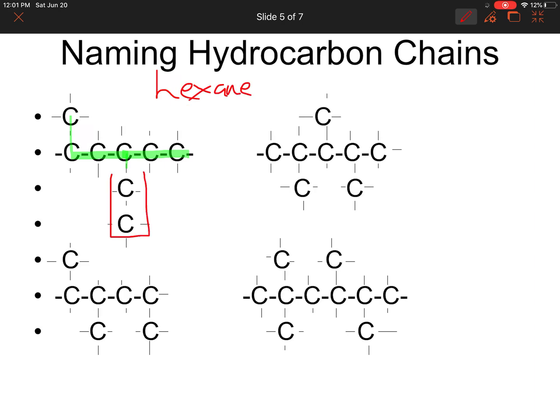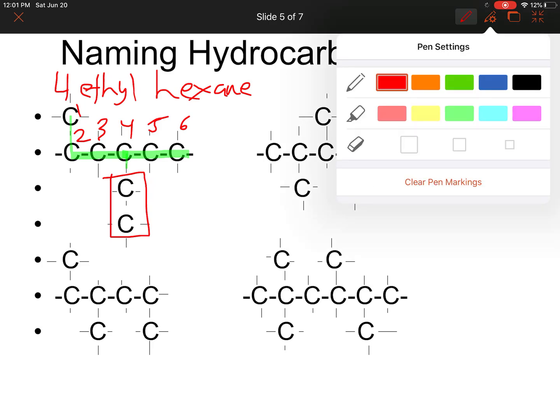Now, if you notice, there are 2 carbons in a row hanging off. Go back to the other slides. We learned when it's 2 in a row, that's called ethyl. Ethyl, because eth means 2 in a row. Now, where's it off of? Number of the chain. 1, 2, 3, 4, 5, 6. So that's 4 ethyl going that way. Okay, erase it.